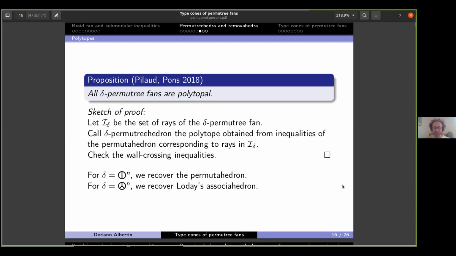Now, this result specializes well for permutations and binary trees, where we recover the permutahedron, of course, and Loday's associahedron.